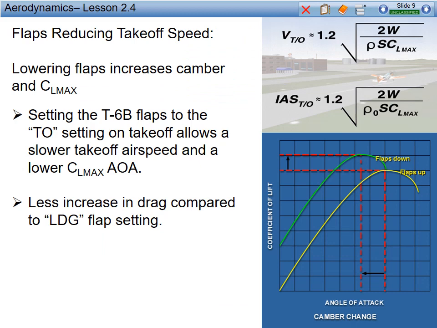Flaps reducing takeoff speed. Lowering flaps will increase the camber of the airfoil, thereby increasing CL max. This will cause a decrease in both takeoff velocity and takeoff indicated airspeed. Setting the T6 Bravo flaps to takeoff setting will allow a slower takeoff speed and also a lower CL max AOA. Landing flaps will increase the drag compared to takeoff flaps, thereby decreasing your acceleration down the runway.